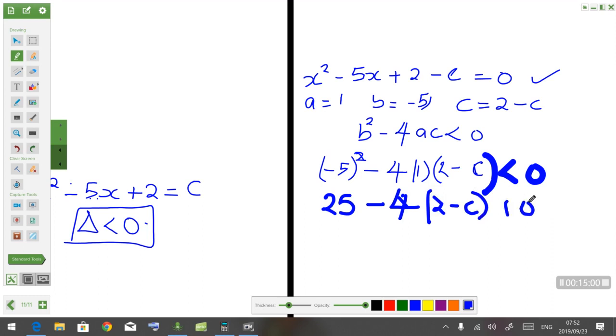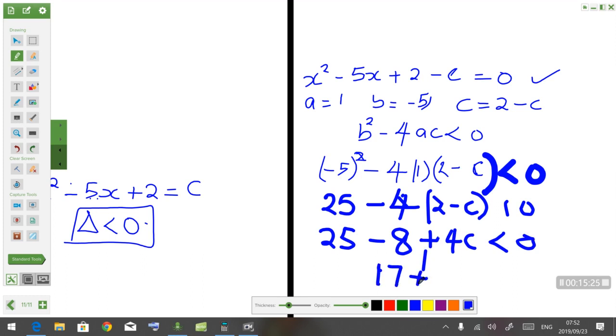0. My board is really malfunctioning, but we can sort that out. 25 minus 8, and this will give me plus 4C less than what? 0. What is 25 minus 8? That's 17 plus 4C less than 0.